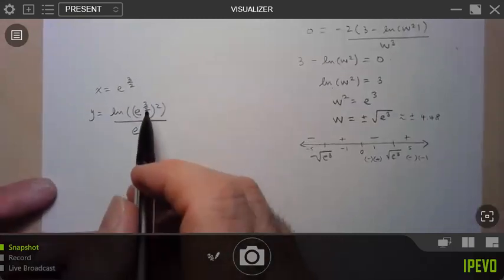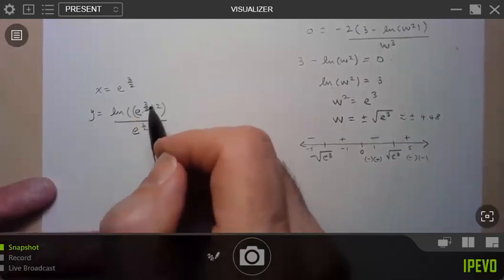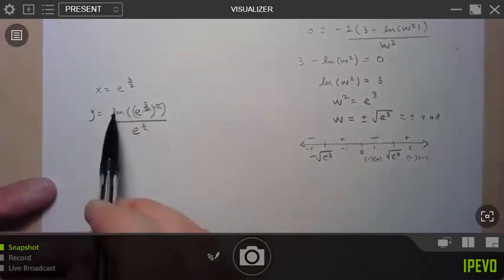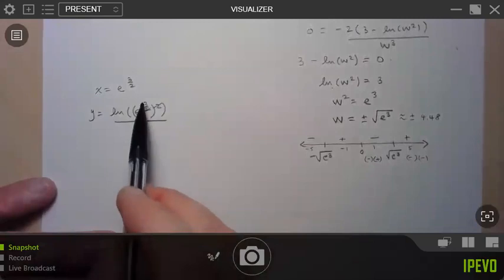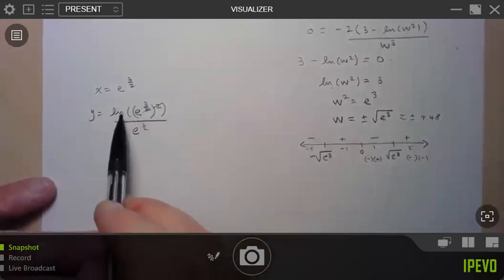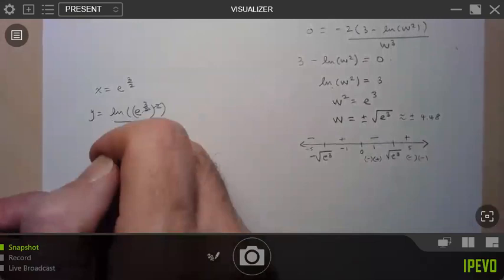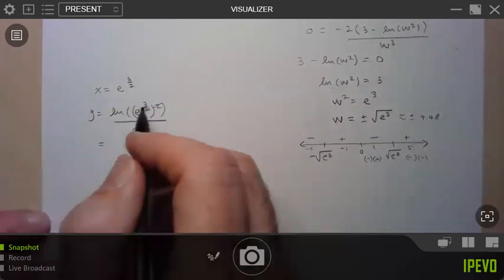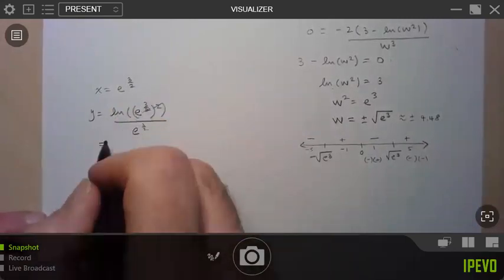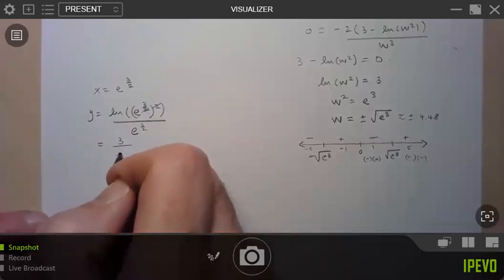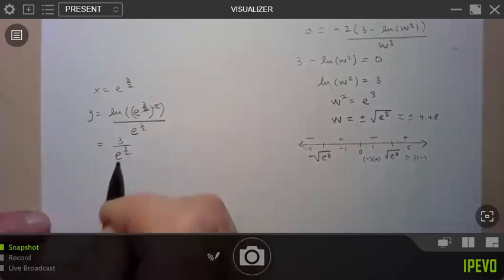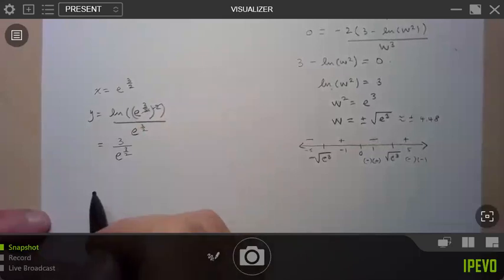Okay, and why is this nice? Because the 2's cancel out, and what is ln of e cubed? These are inverses of each other, so they just essentially cancel each other out. So this is just going to be 3 over e to the 3/2. Okay, so there's 1 point.